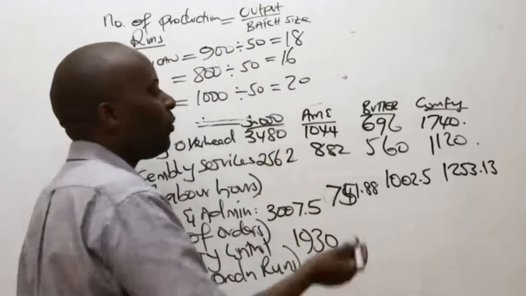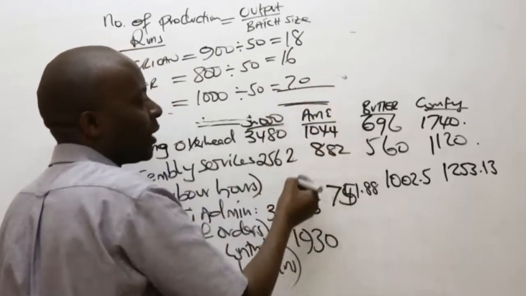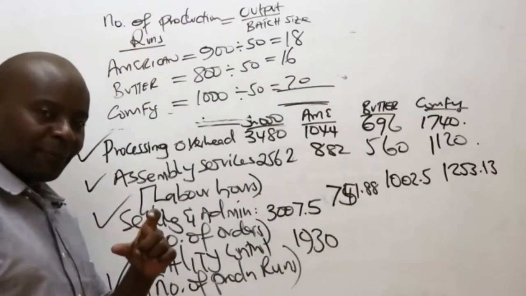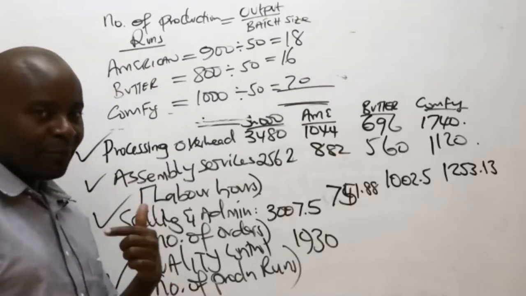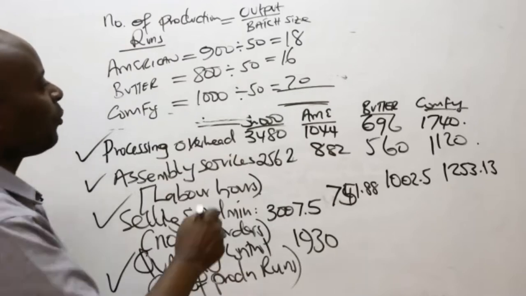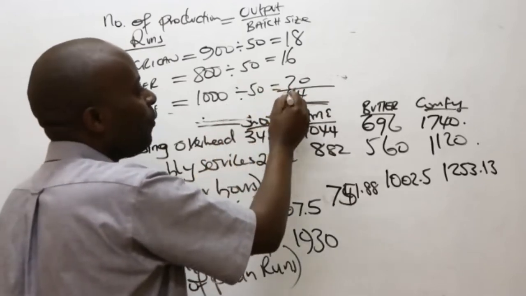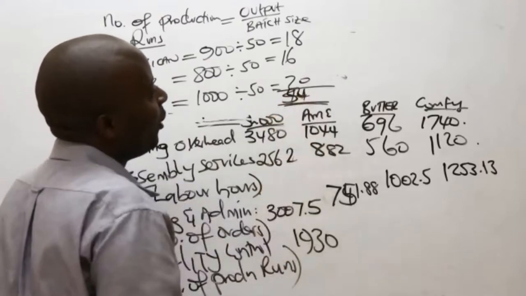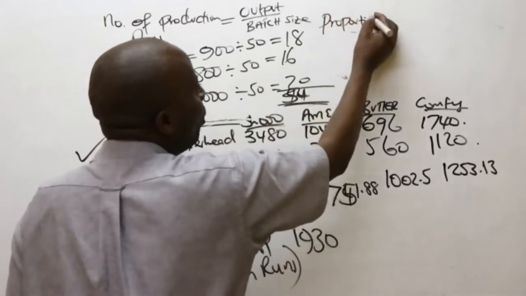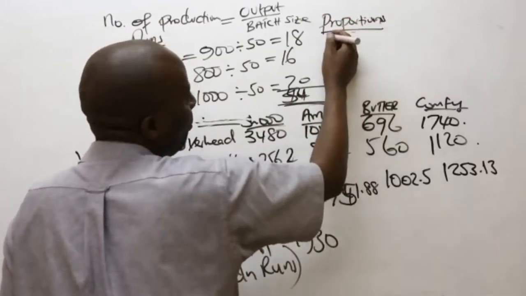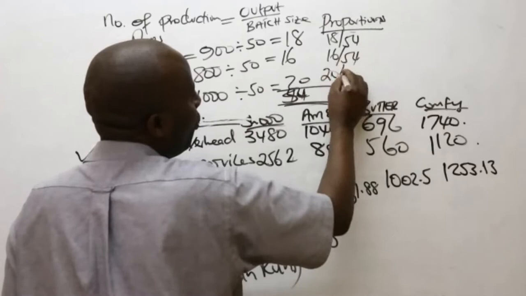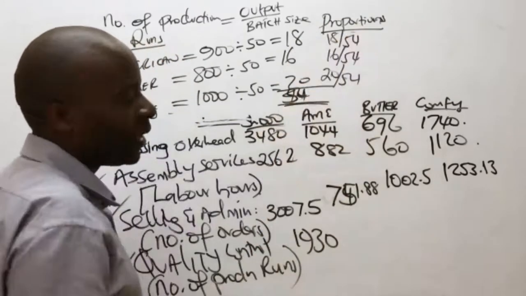So give us the total number of production runs. Remember, production runs are the same as the number of batches. The total is 54. Now the proportions, which will help us apportion: this will be 18 over 54, this will be 16 over 54, and this will be 20 over 54.